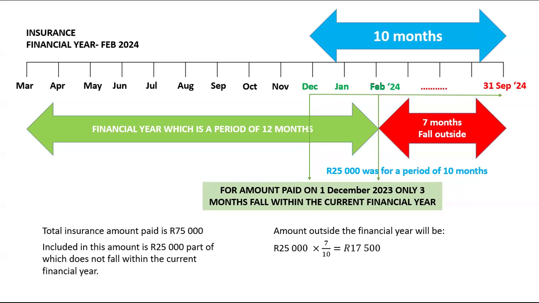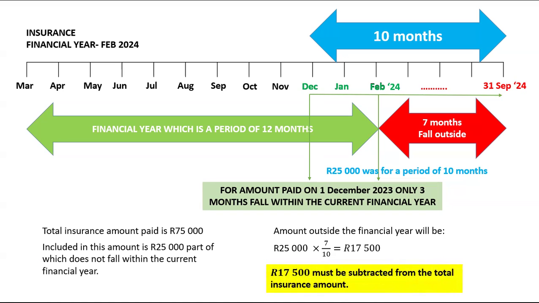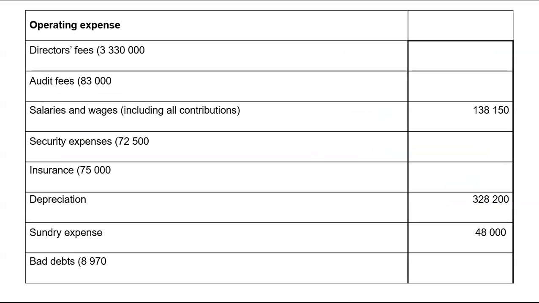And anyway, so when you take 25,000 rand times 7 over 10, it will give me 17,500. That 17,500 represents a prepaid expense, which is an asset. So we are going to reduce our expense in the statement of profit or loss. Our insurance expense will be decreased by that 17,500 because we have not yet incurred it. We'll incur it next year. It's for next year. It's not for this reporting period. So yeah, that's it, period.